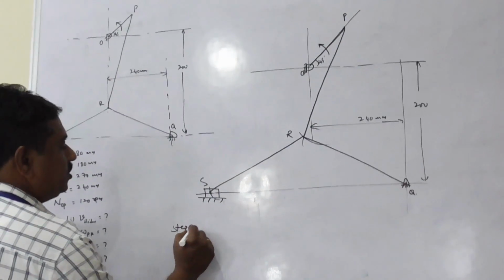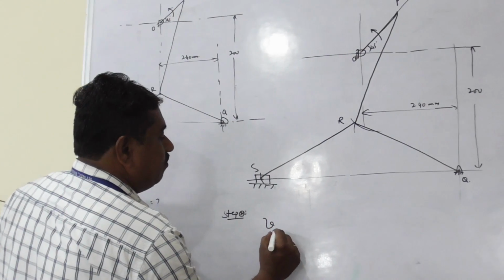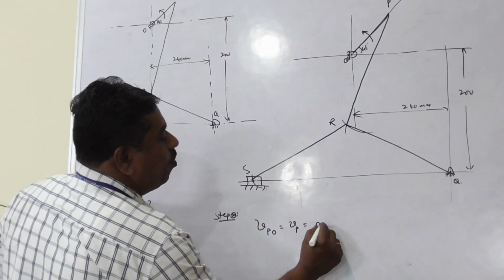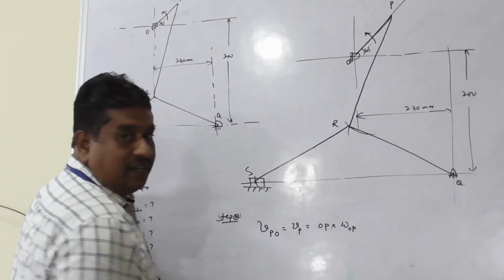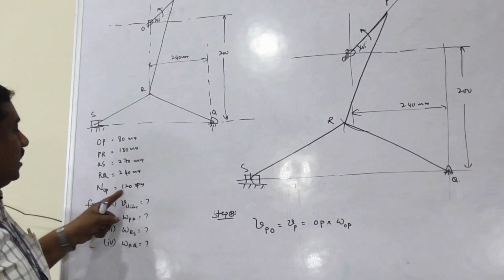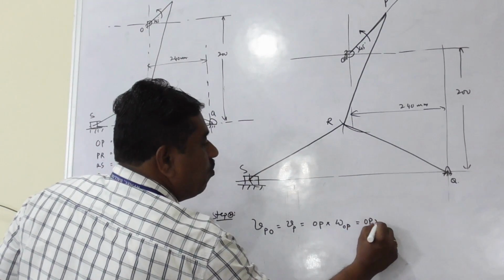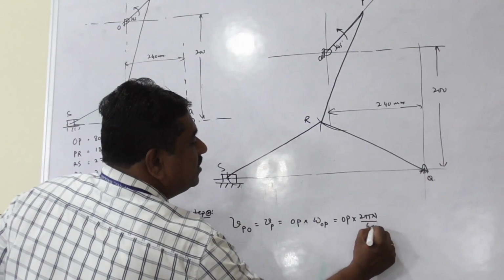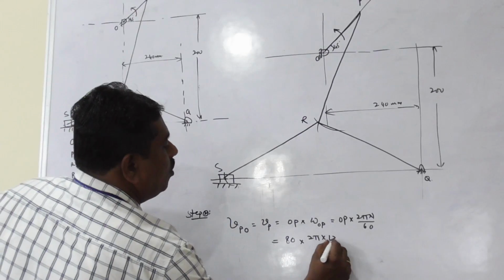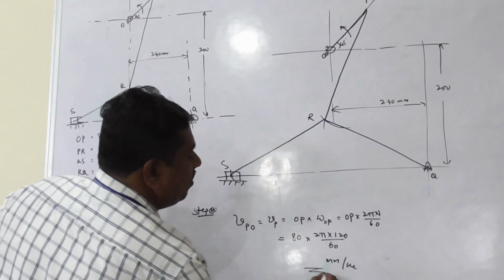Second step is to determine the magnitude of velocity of the crank. Velocity of P relative to O, that is Vp, is OP into angular velocity of OP. In this problem also, the crank angular velocity is not given directly. The speed of the crank is expressed as 120 rpm. Therefore, this can be written as OP into 2 pi N by 60, that is 80 multiplied by 2 pi into 120 by 60. You are going to get some value in mm per second.